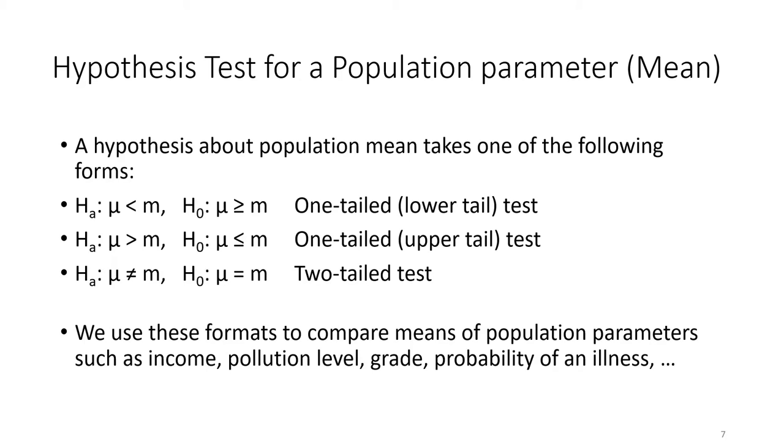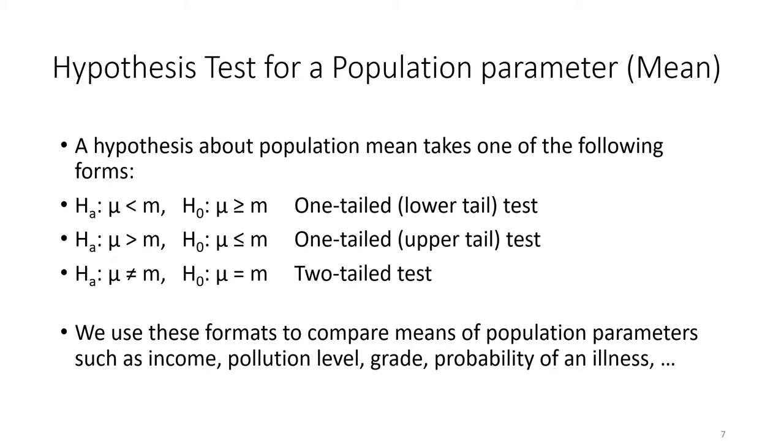Stating a hypothesis about the population mean takes one of the following forms. The alternative hypothesis says the mean of the population is less than a given number. Let's say that's about the average age of the people in an area, and that's 55 years. M is 55. The null hypothesis states that the average is not less than 55, could be more than 55 or equal to. We call this a one-tailed test. It's a lower tail because the alternative hypothesis is pointing towards the lower end of the population. It states that the average is less than a given number.